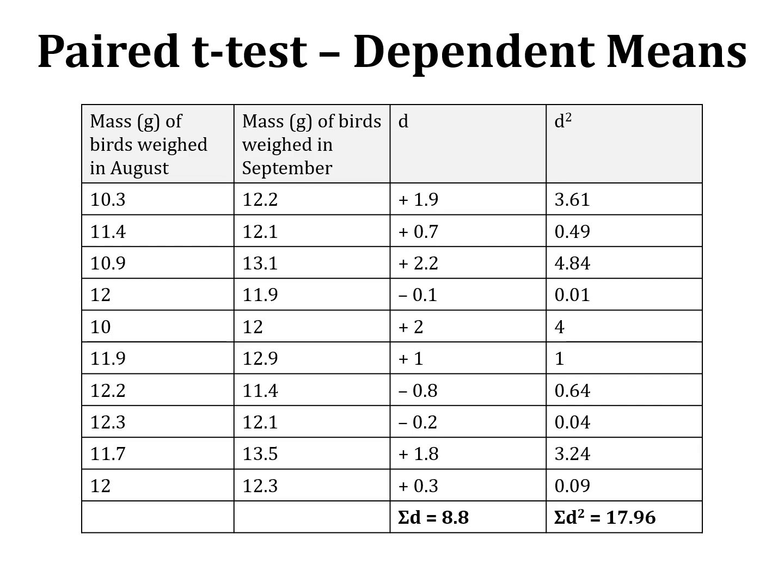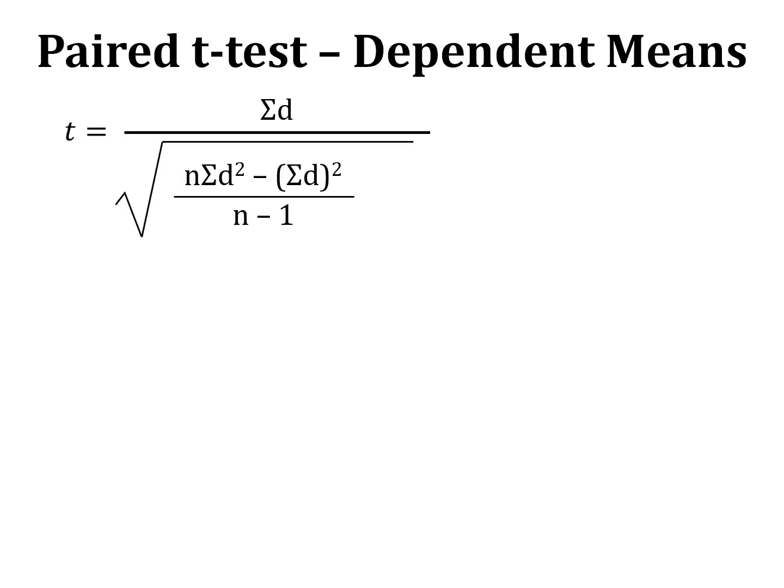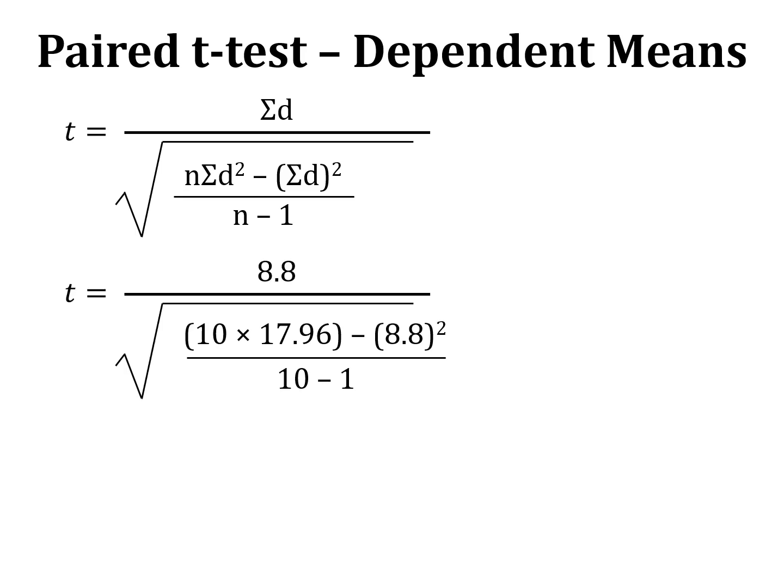Now we move on to the calculations. So here we are. We have the formula. Now we put in the values. So summation d is 8.8, n is 10, and summation d square is 17.96. Now the third factor, summation d whole square, is actually the square of summation d. So what is our summation d? Summation d is 8.8. So we take the square of this value, and that will be summation d whole square.